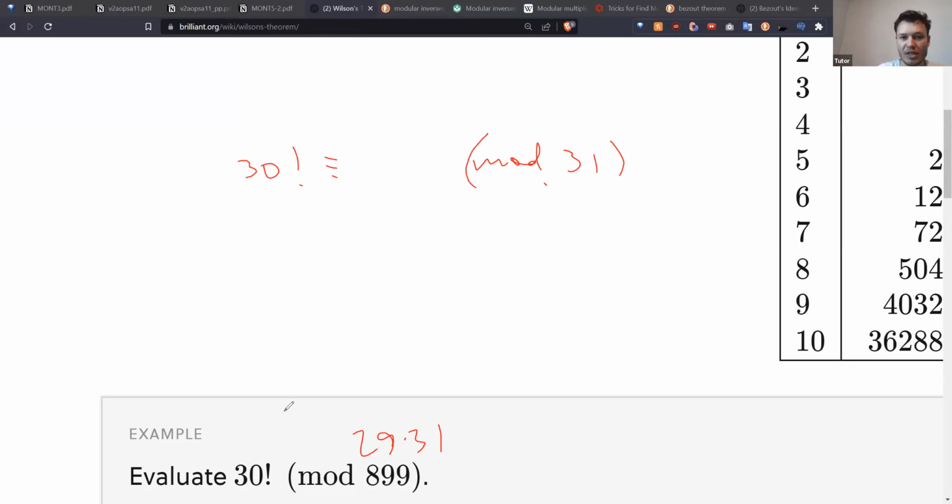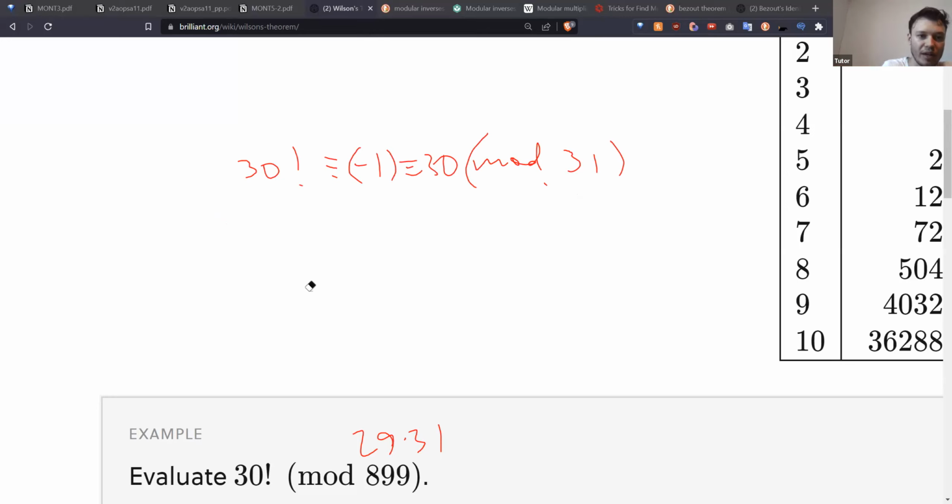By Wilson's theorem, this is p minus 1 factorial, and it's going to be congruent with minus 1 mod 31, which is congruent with 30. Okay, cool. So 30 factorial is congruent with 30 mod 31. And now what about 30 factorial mod 29?